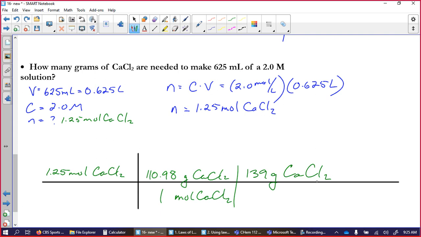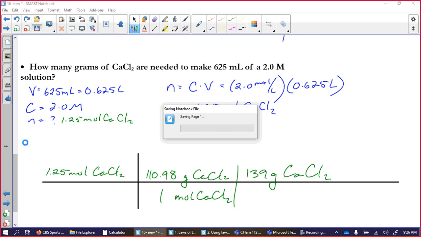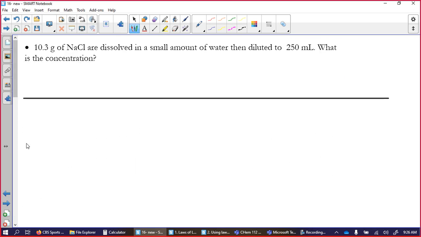Sounds like 600 milliliters is, well, don't judge. This is 710, so a little bit less than that. That much water, if you dissolve 139 grams of calcium chloride in that, shake it up, you're going to have a 2 mole per liter solution. So that's kind of the basics of concentration. We'll do a little bit more.